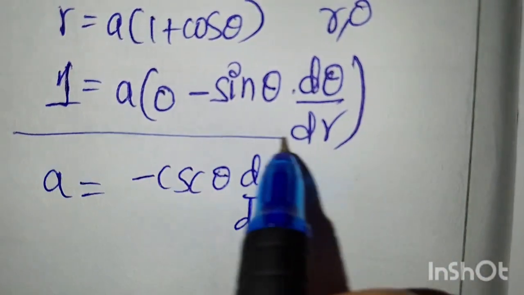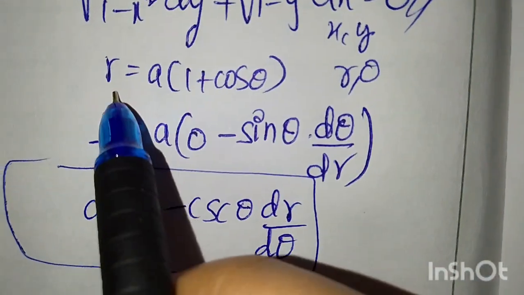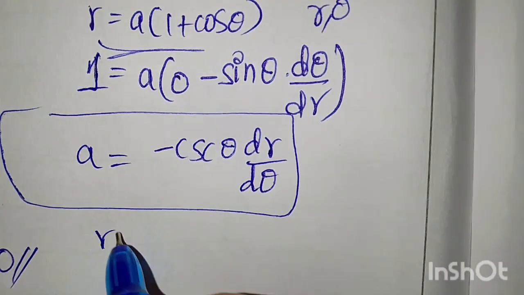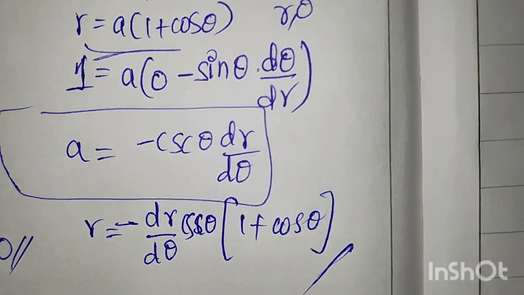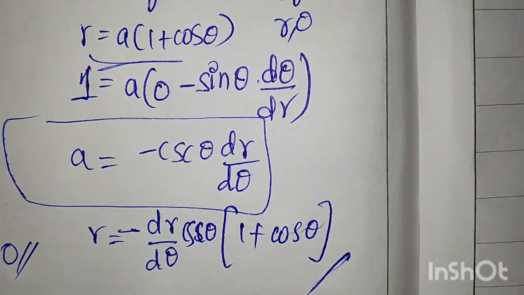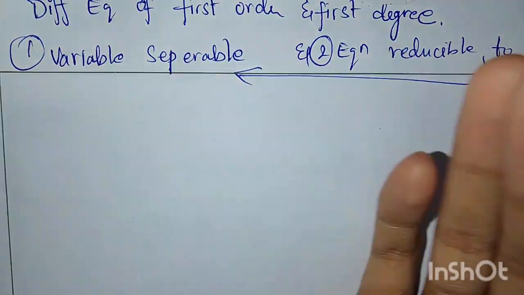That's it. So r is equal to this, and this is your differential equation. So we eliminated a like this. Until now we have seen the formation of a differential equation. Now we are seeing solving.